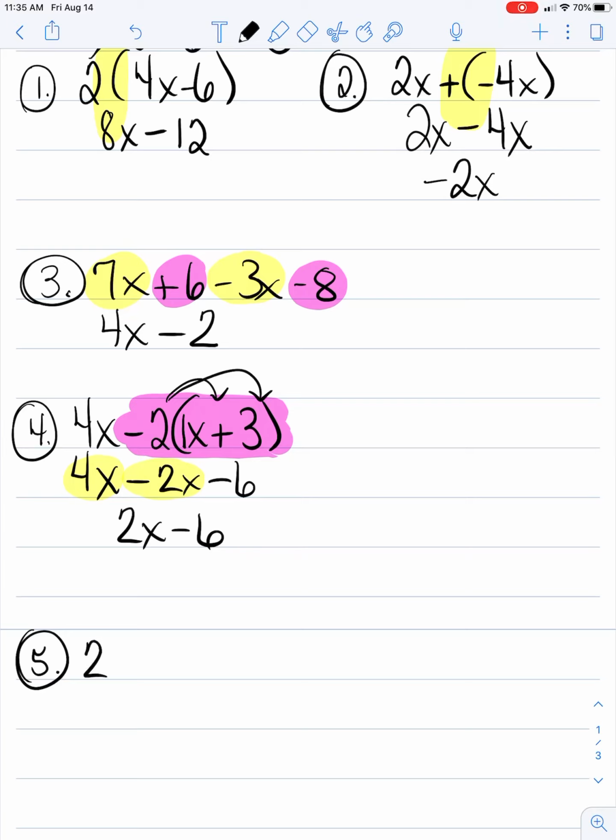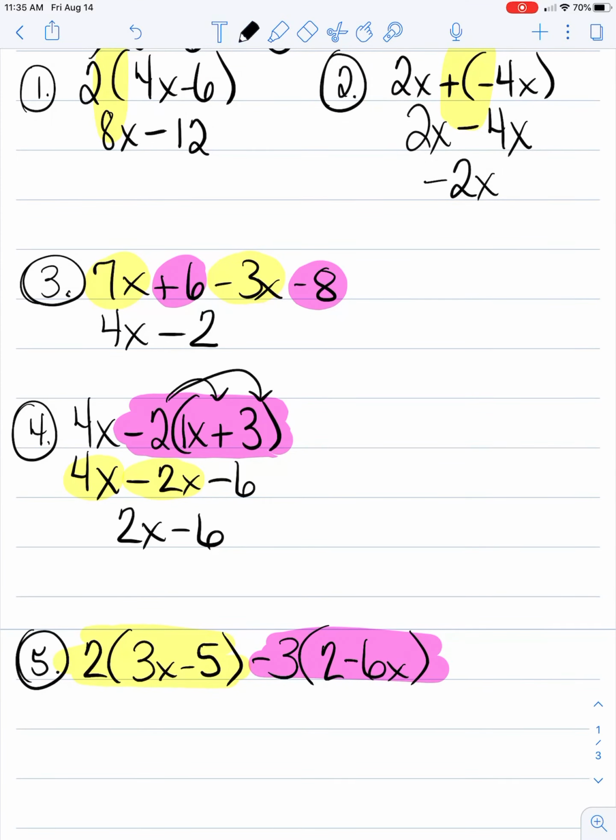So for example, 5: 2 times the quantity 3x minus 5 minus 3 times the quantity 2 minus 6x. In this situation, I see the distributive property here, and I see the distributive property here. So I have to perform the distributive property 2 times. Let's do this set first. 2 times 3x is 6x, same signs are positive. 2 times negative 5, well 2 times 5 is 10. Different signs, my answer is negative. So I've performed that distributive property.